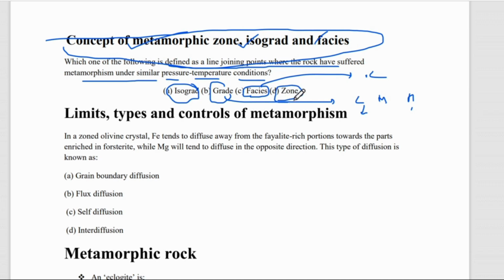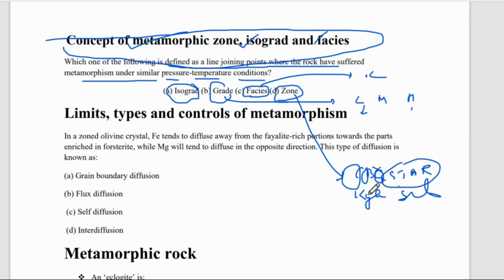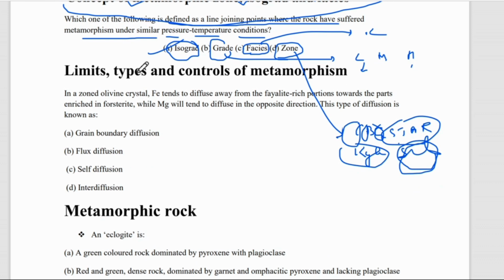Zone is a different thing. So how many zones are there? There are 6 zones, right? I remember it as C, B, G, star, kya, sil. So this is chlorite zone, biotite zone, garnet zone, staurolite zone, kyanite zone, and the very high pressure zone is sillimanite zone. So this answer is isograde.